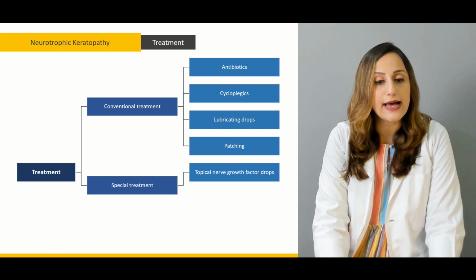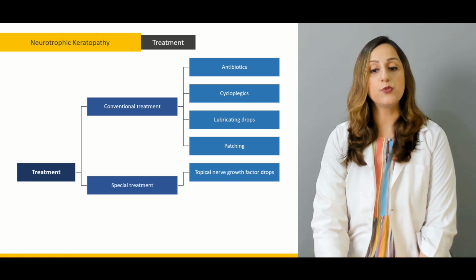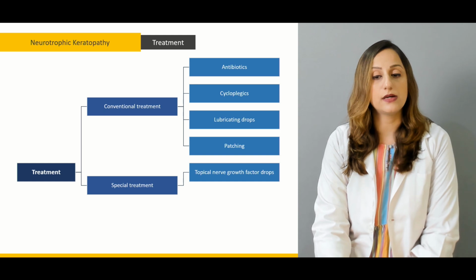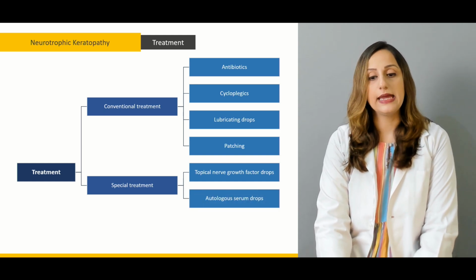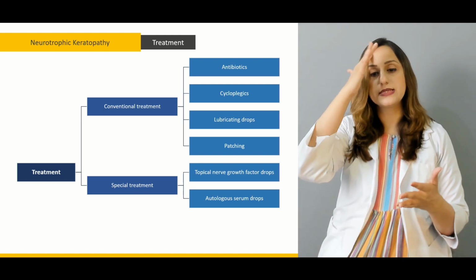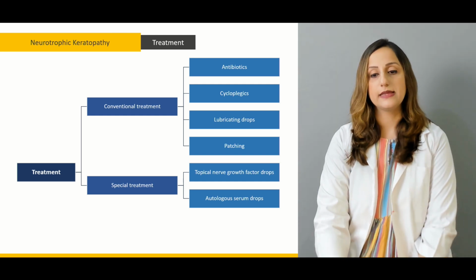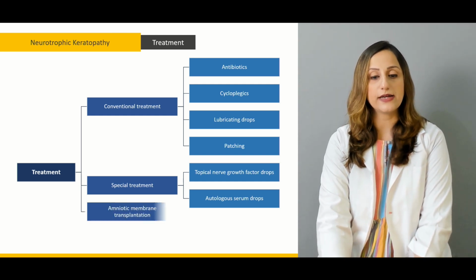So a lot of research has been done on these neurotrophic keratopathies, and we have finally come up with these topical nerve growth factor drops, in which there can be some betterment in the nerve growth. So this is one of the factors over here. And then we have the autologous serum drops that are coupled with these nerve growth factor drops.